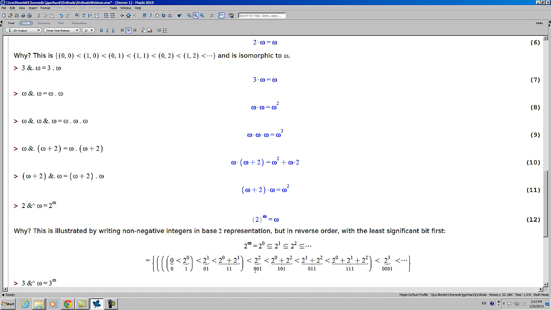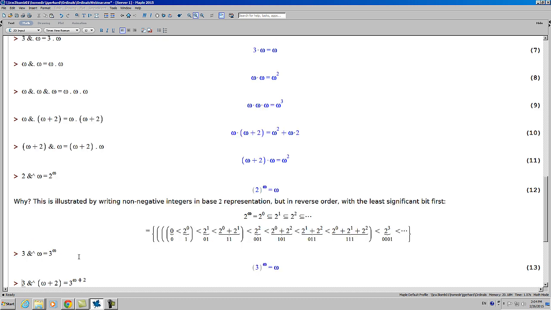That's an illustration of what 2 to the omega is like, and that shows also that 2 to the omega is isomorphic with respect to the order. It's isomorphic to omega itself. So if we try the same thing with 3, it's not too surprising. That would be the ternary representation of all the integers. It's still isomorphic to omega.